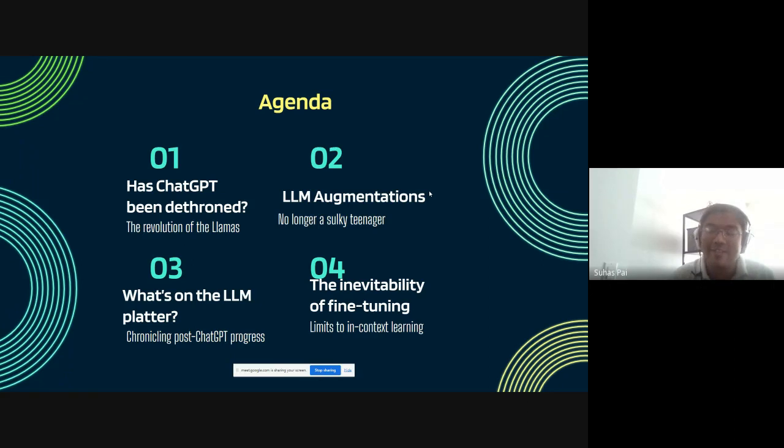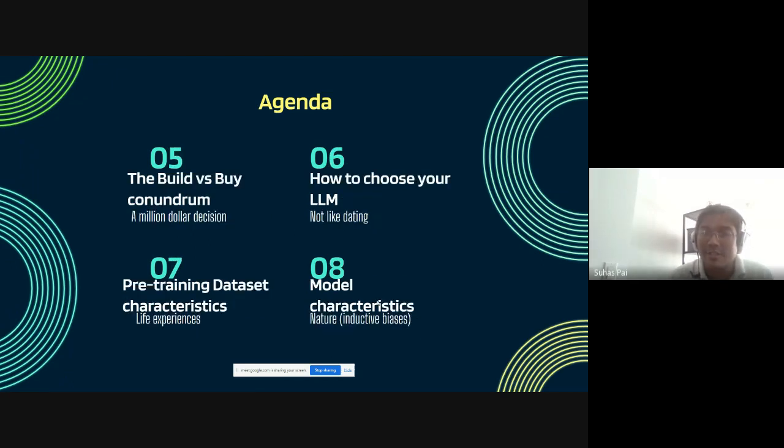in any development environment, like if you are in the enterprise, you need not just use one model. I think an ecosystem of different models, both big and small, is important, and fine tuning is necessary in order to solve a whole lot of tasks that GPT-4 just can't do on its own. Also talking about another question that I get a lot, which is the build versus buy conundrum. And finally, how to choose your LLM.